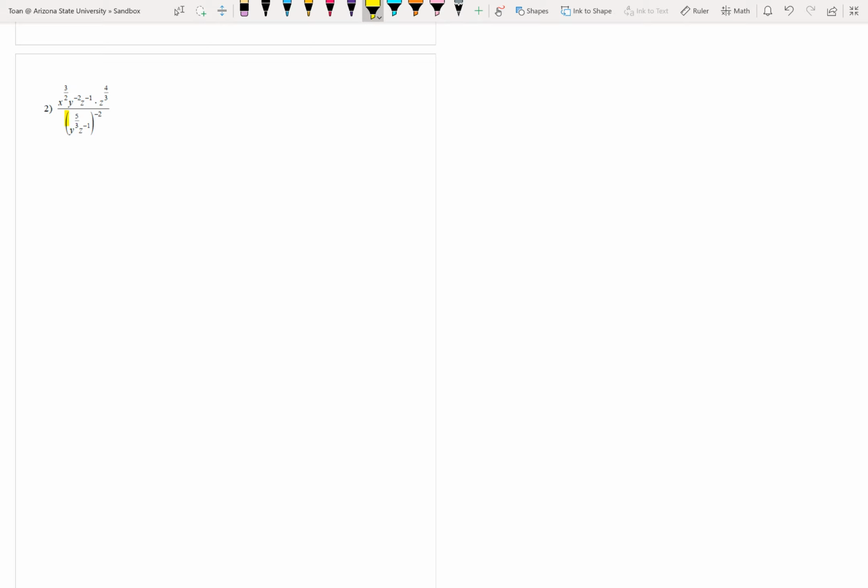So just like with problem number 1, I see an exponent outside of parentheses, so I'm going to distribute first. So that's just copy everything down that I didn't work on or highlight.